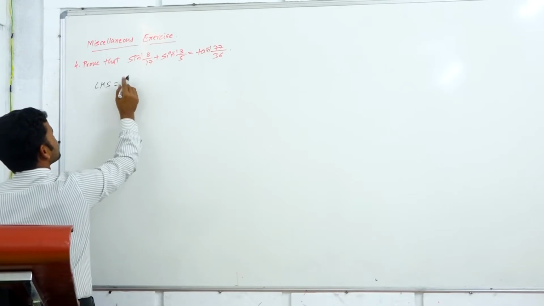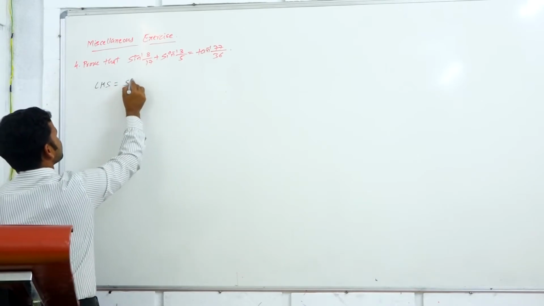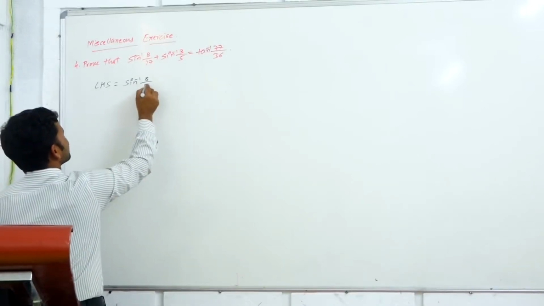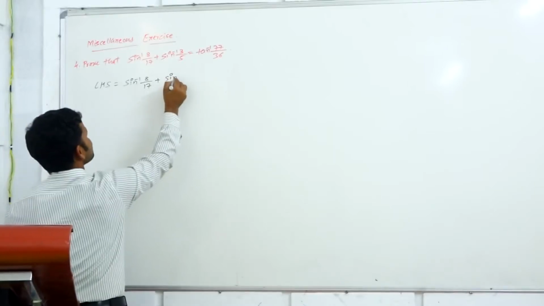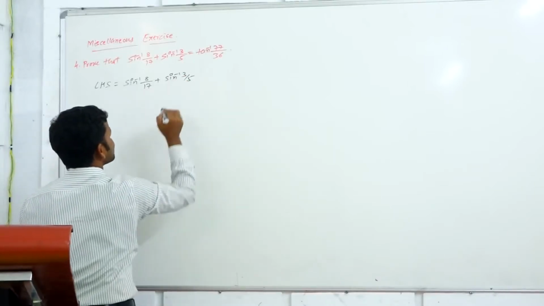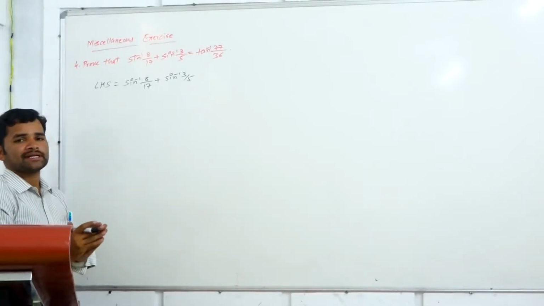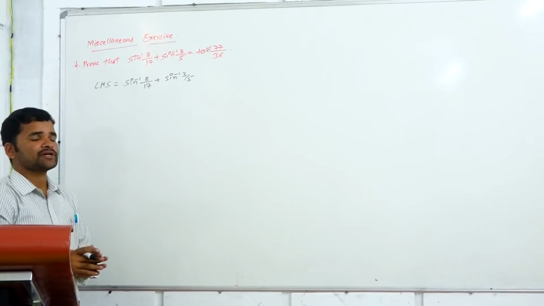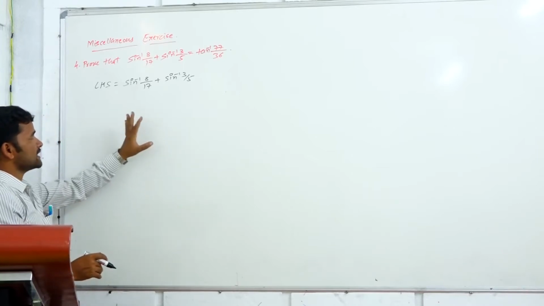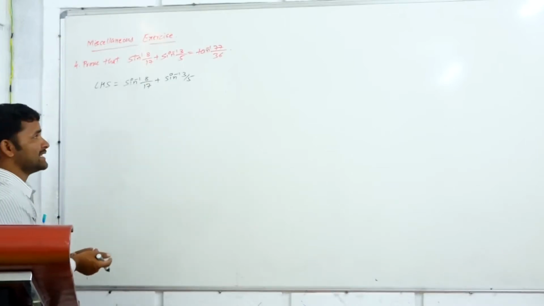LHS is equal to sine inverse of 8 by 17 plus sine inverse of 3 by 5. RHS is in terms of tan inverse. To use the formula of tan inverse of x plus tan inverse of y, let me convert this sine inverse in terms of tan inverse.